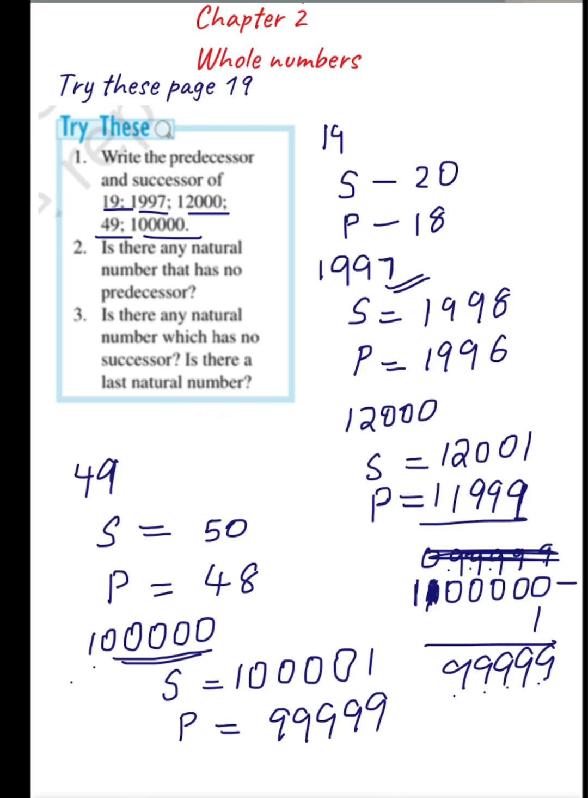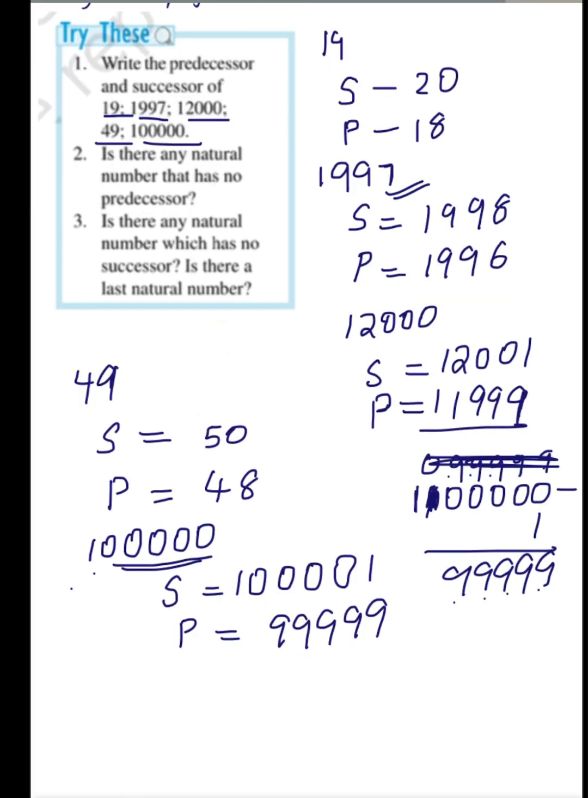Understand? So this is the successor and predecessor. If instead of 1 lakh the question was 2 lakh, then how will you find the successor? Successor is very easy to find. That is 2 lakh plus 1, which will give 2 lakh and 1. The successor will look like this.